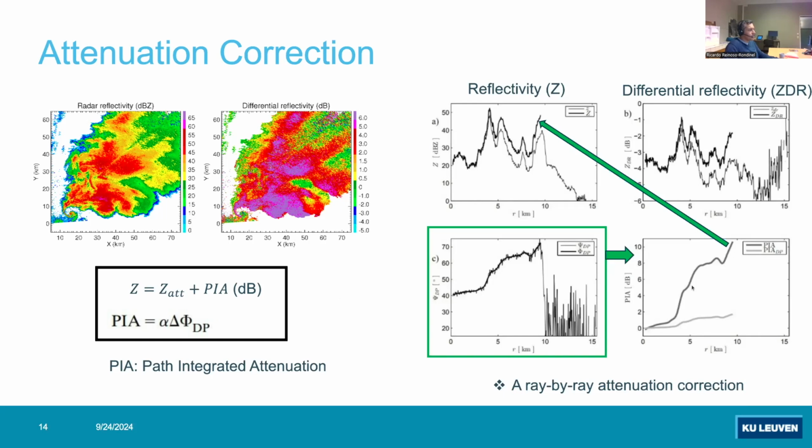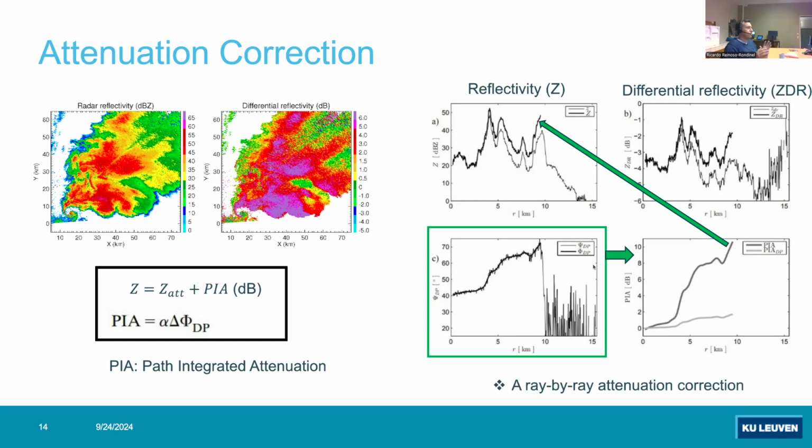And if you add this PIA to the reflectivity, then you see, for example, how this profile of reflectivity increases more or less when you go up beyond 5 kilometers. That's where you see the power difference. But you could correct this using this PIA. And you could do the same for the differential reflectivity.